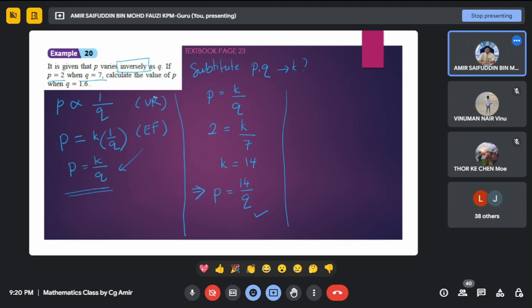Okay, so calculate the value of P. Find the value of P when Q is 1.6. So use this equation, P equals 14 over Q. Now we're going to find the value for P when Q is 1.6. P equals 14 divided by 1.6.